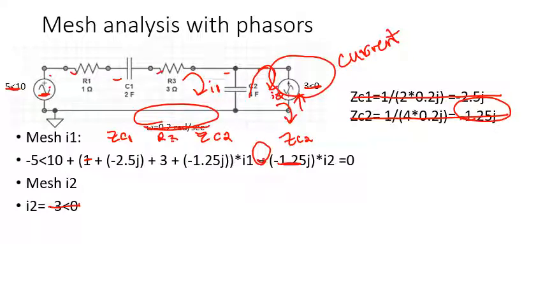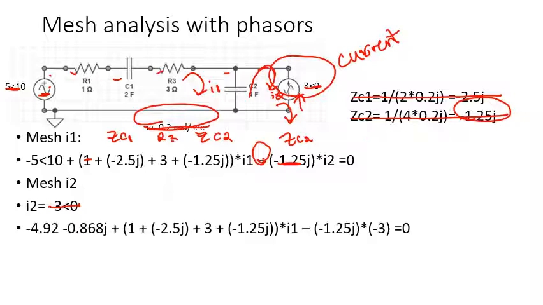Don't forget that. That's still our normal rules for mesh analysis with those signs. So now I go back in and look at my mesh 1 equation, and I plug stuff in. Instead of writing this phasor, -5 phase angle 10, I'm going to write it out in rectangular form. Be careful when you do that, that negative applies to the whole thing. So I had -4.92 and -0.868J that I got from taking 5 phase angle of 10.